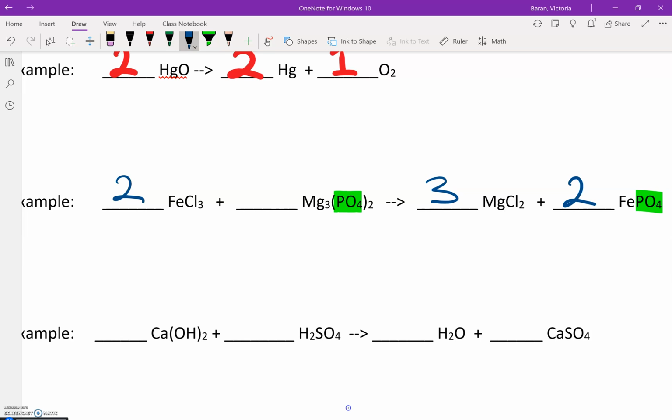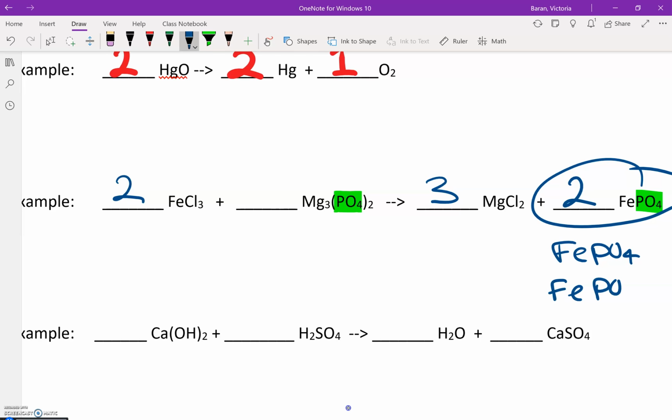Treat those as if they were individual elements. So over here, you're saying I have 2 PO4s, okay? Because again, if I was to write this out, it'd be saying I have 2 of these. So I have 2 PO4s.